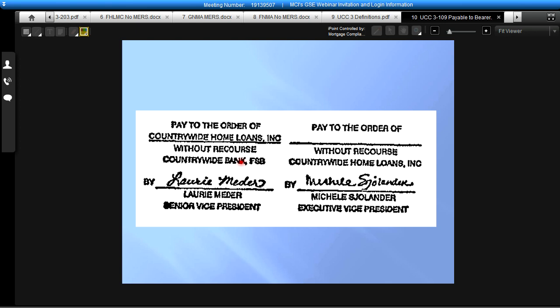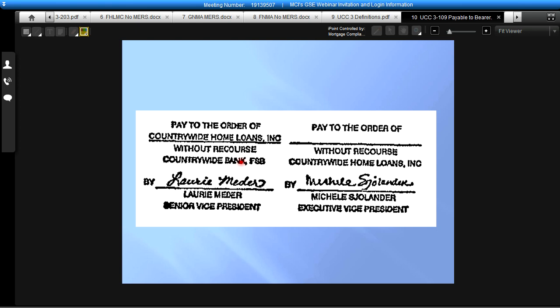This constitutes a negotiation under UCC Article 3 concerning negotiable instruments. With a payee named, clearly Countrywide Bank FSB has released and transferred all rights to the Doe note to Countrywide Home Loans, Inc. The Doe note has also been signed by Countrywide Home Loans, Inc.